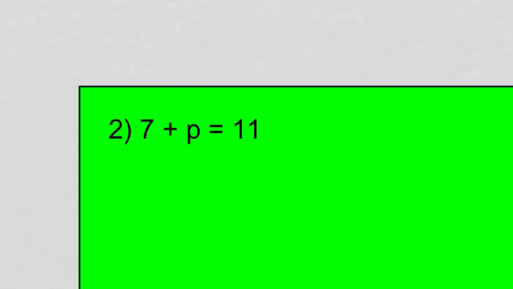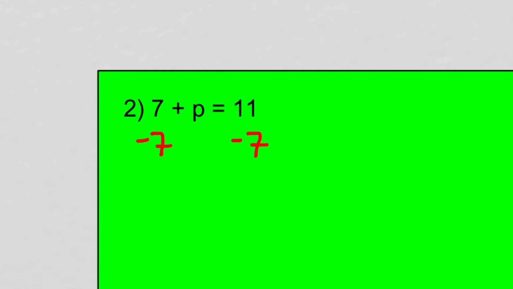So, if I want to show the value of this P, I want to make the P on this side of the equal sign by itself. The way I can do that is by making this positive 7 go away by subtracting 7. And if I do it to that side of the equal sign, I have to do it to the other side of the equal sign.